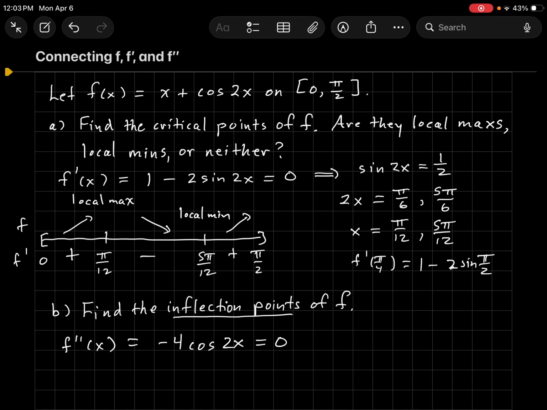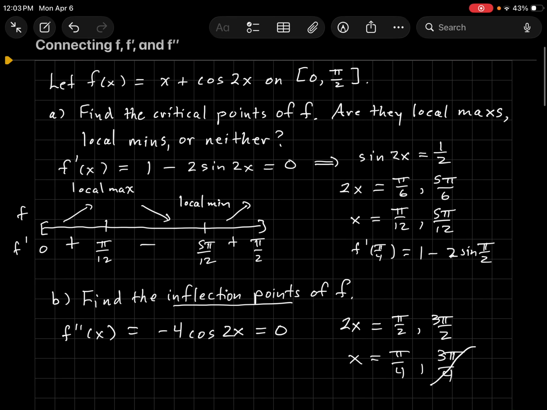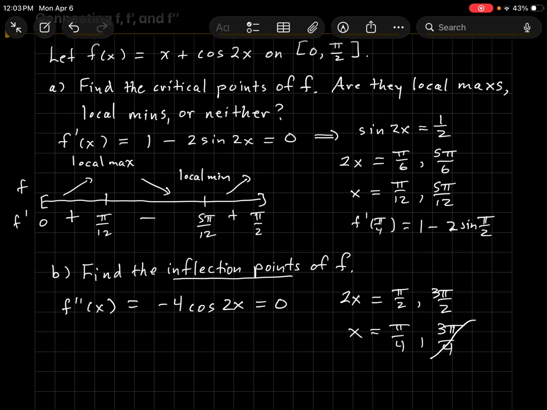So I'm trying to find where the cosine of 2x equals 0, or where the argument 2x is, let's see, pi over 2. It could be 3 pi over 2. Where x is pi over 4, or 3 pi over 4, but 3 pi over 4 is outside of my interval 0 to pi over 2. So we only need to check x equals pi over 4, and what we're trying to see is, does f double prime change signs at x equals pi over 4?